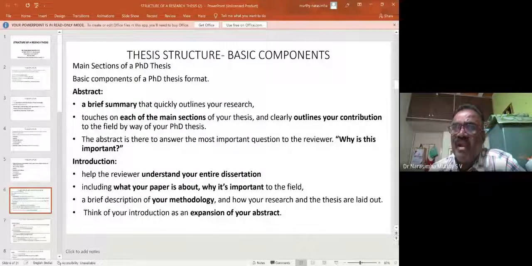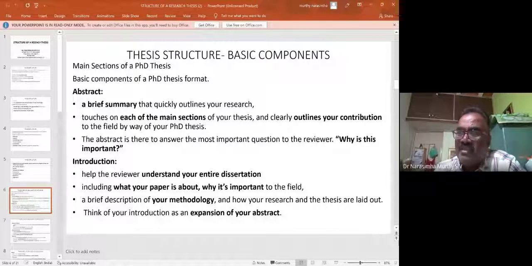the whole work. And not only that, it should outline your contribution. The most important thing in an abstract is you should bring out what is your contribution. What is that knowledge that you are gaining and you are sharing? And remember, the abstract should answer this very important question: why is this important? When I say why is this, it means the research question. Why is your research question important? And the abstract should answer this question.